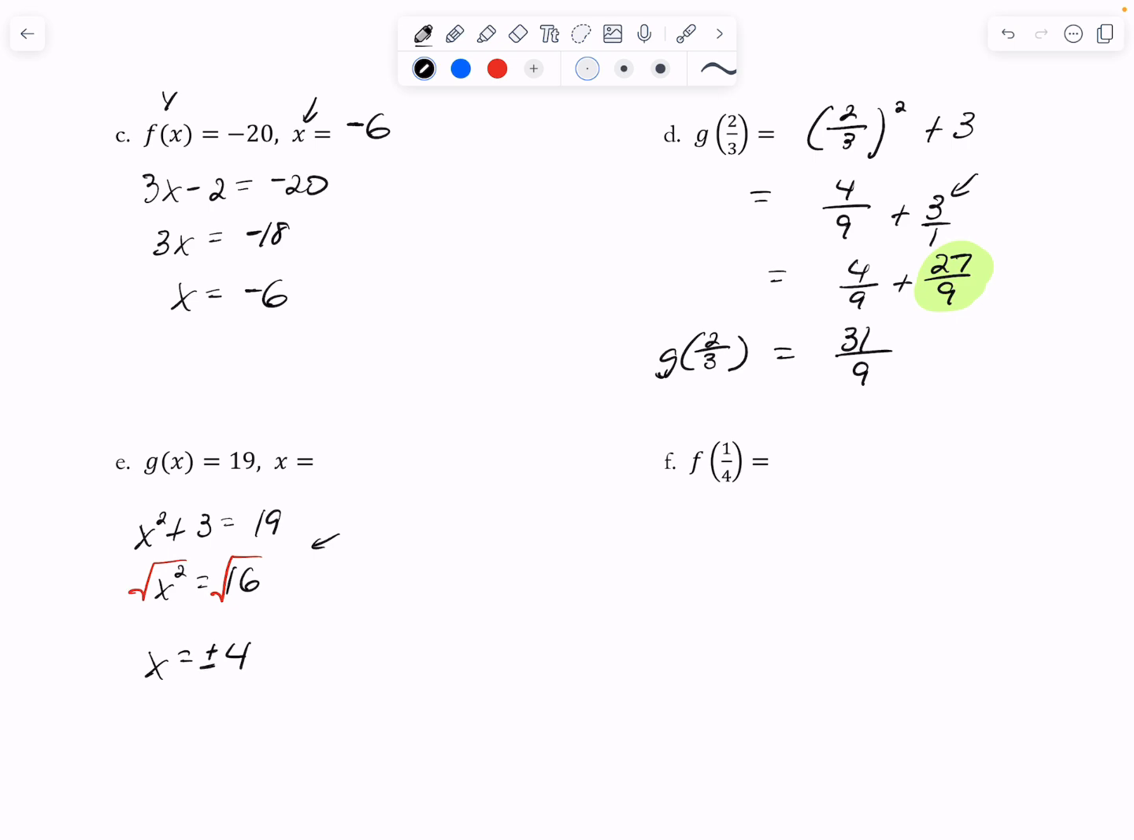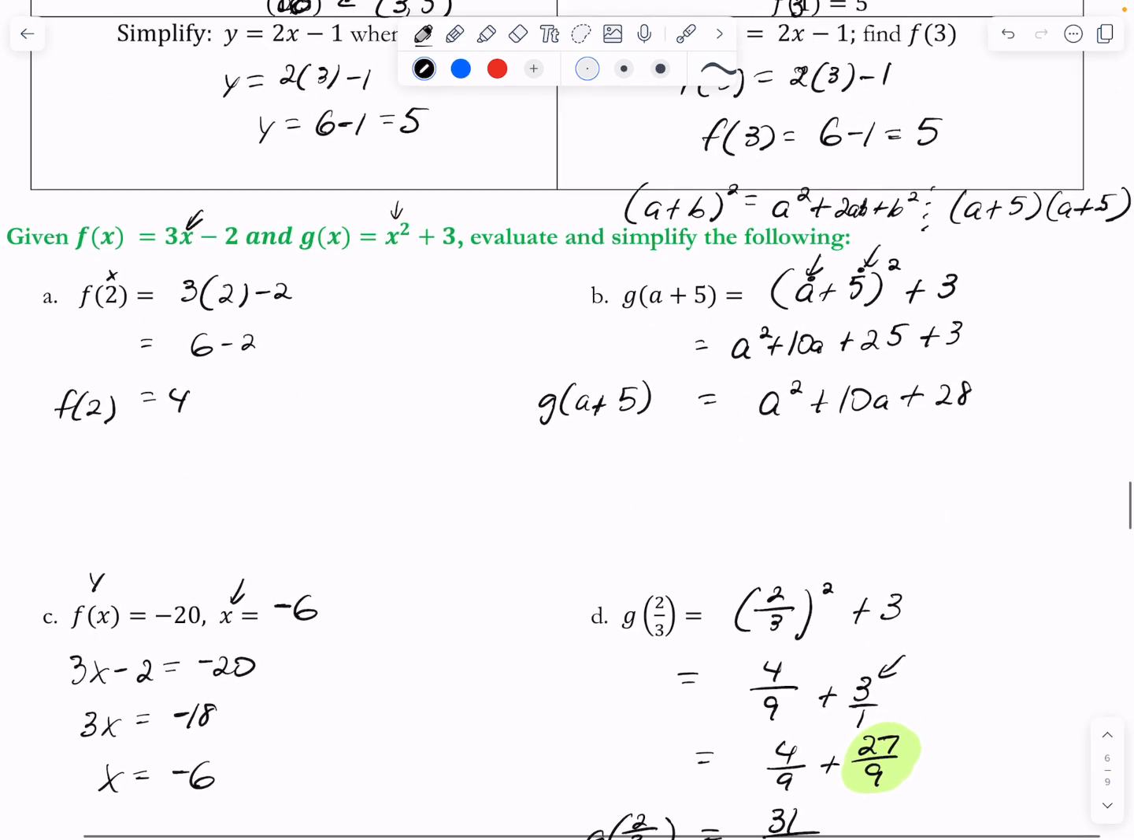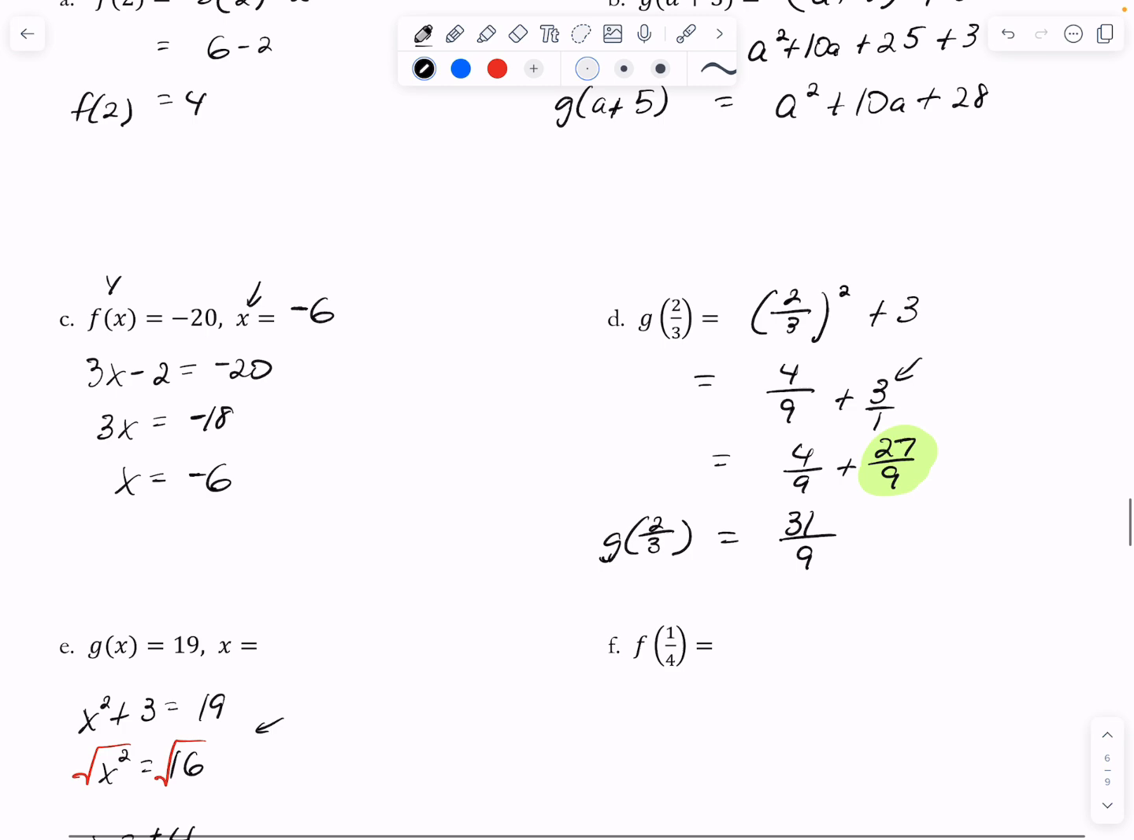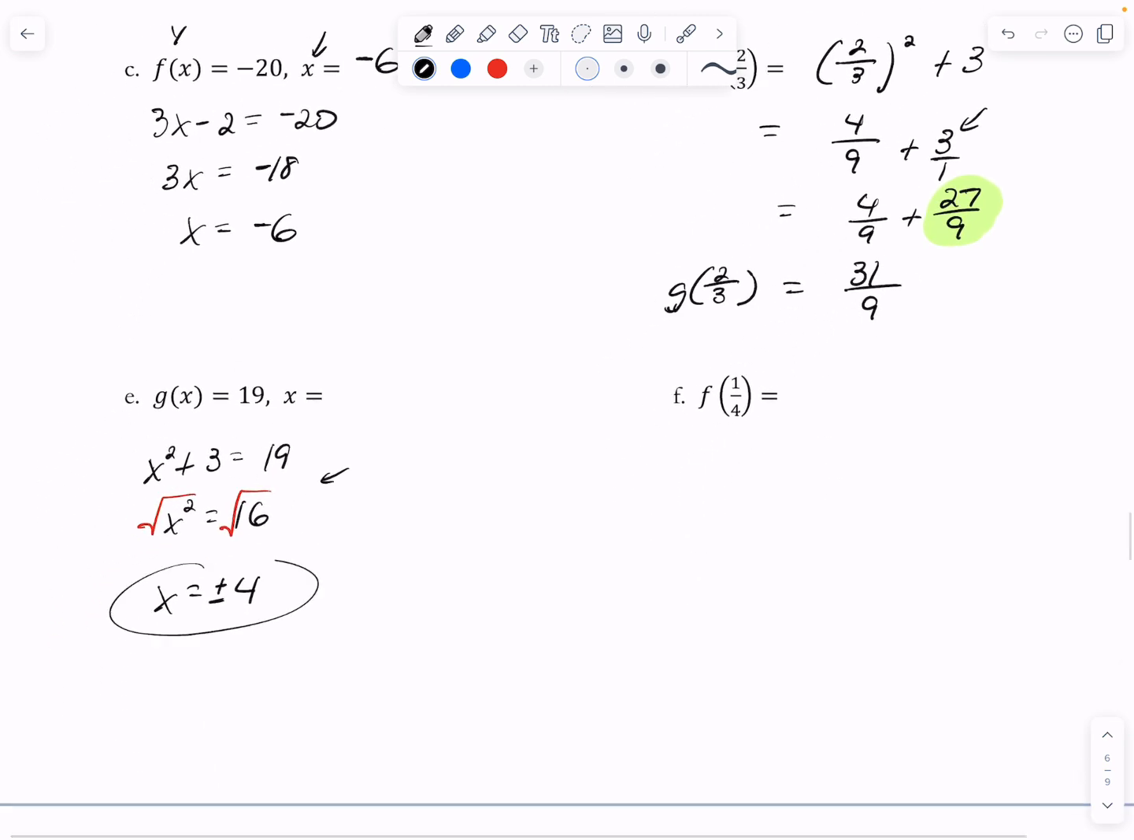Because if I were to take positive 4 and plug it back in here, or negative 4 and plug it back in, squaring each of those numbers would give me 16. And 16 plus 3 would give me that 19. So both are actually correct.